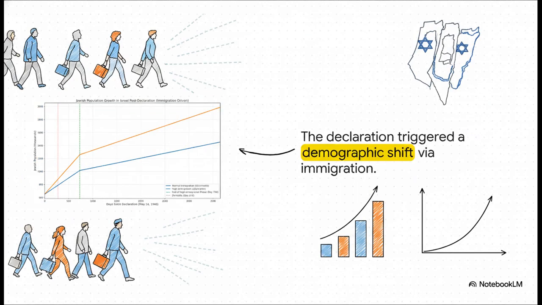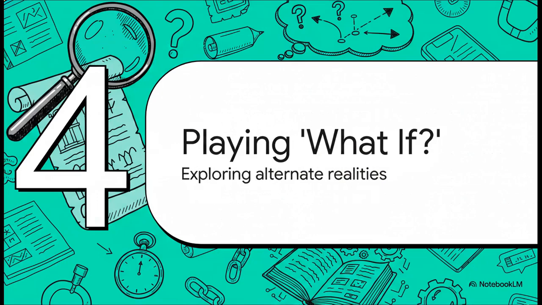And the declaration didn't just create a state on a map, it kicked off a massive demographic shift. The model shows the Jewish population, which started around 650,000, just exploding as immigration surged, especially in those first few critical years.